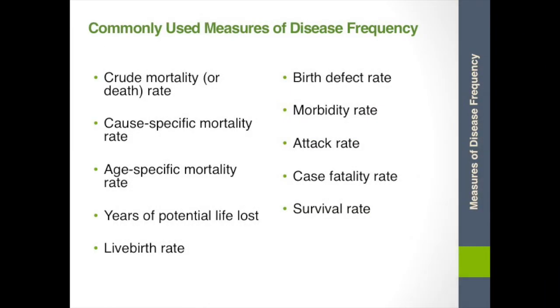Before we finish the first part of this lecture, I would like to briefly mention some commonly used measures of disease frequency in epidemiology. They include the crude mortality rate, cause- and age-specific mortality rates, years of potential life lost, live birth and birth defect rates, morbidity rates, and finally attack, case fatality, and survival rates.